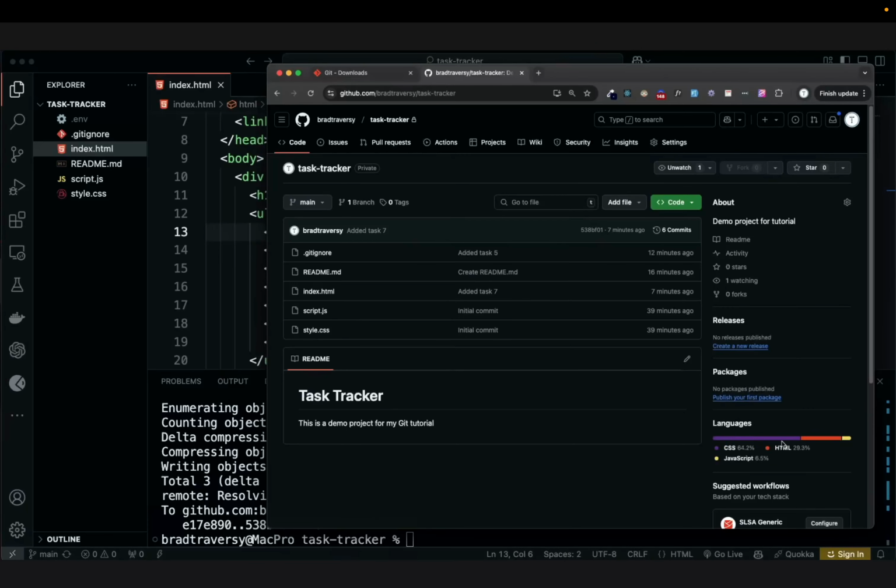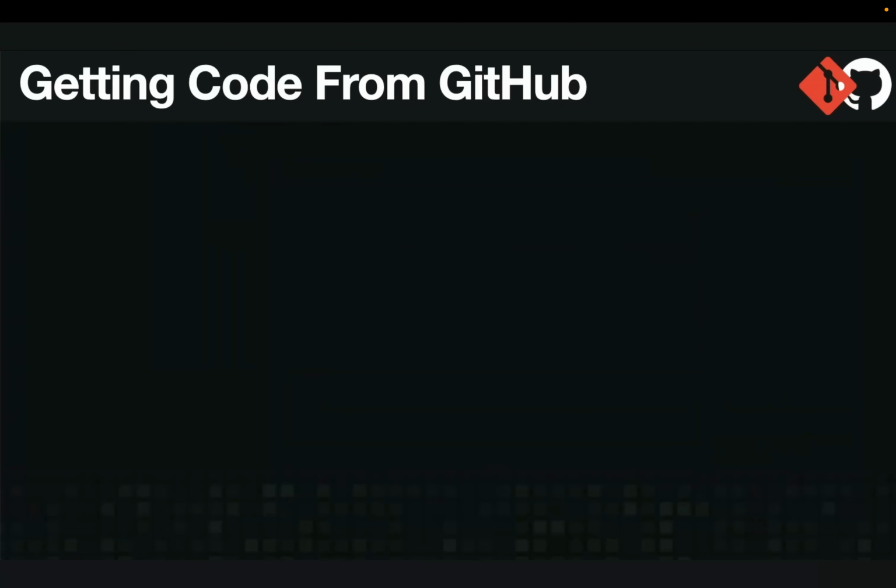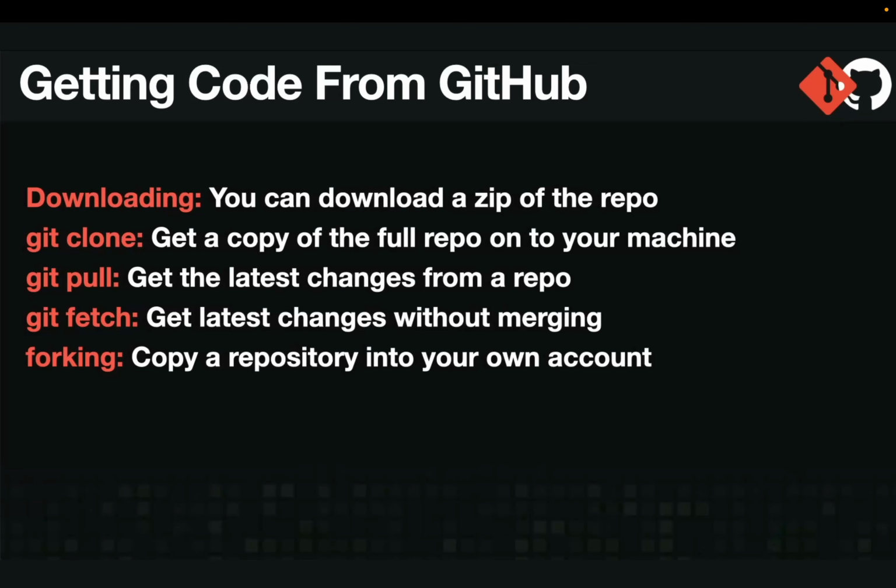It shows here the languages, so whatever technologies are actually used in the repo. But yeah, so that's kind of the basics. Now let's talk about getting code from GitHub. Okay, and we've already looked at pull, which is one of the ways.